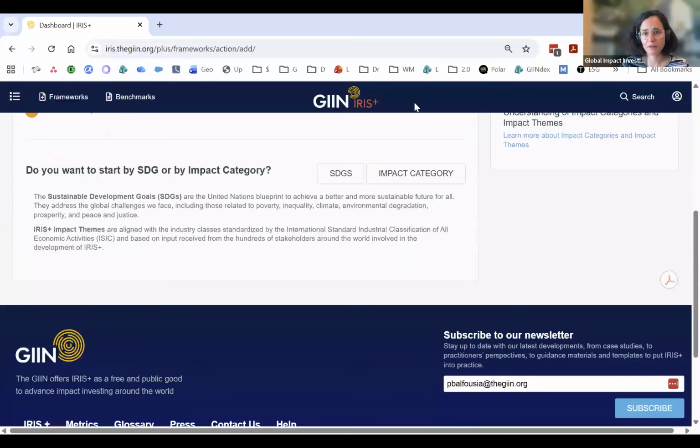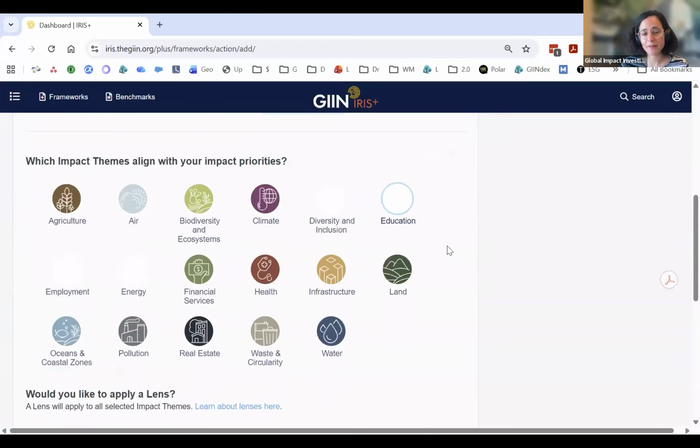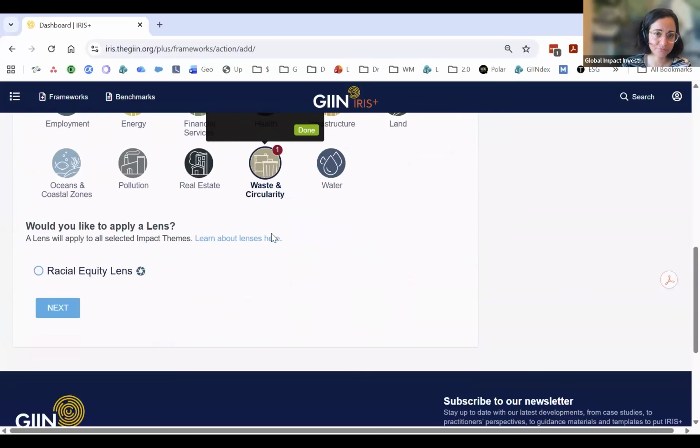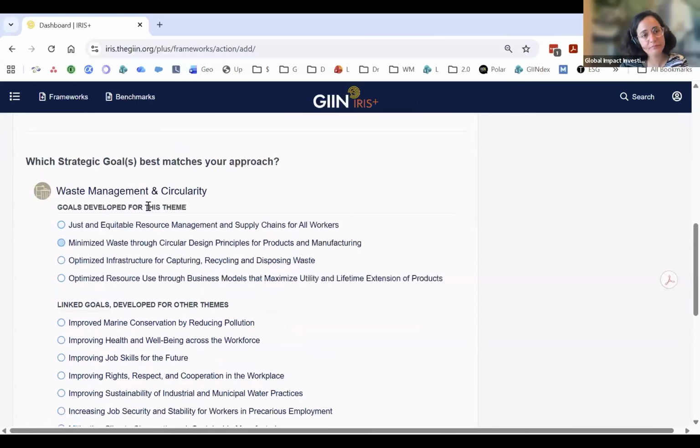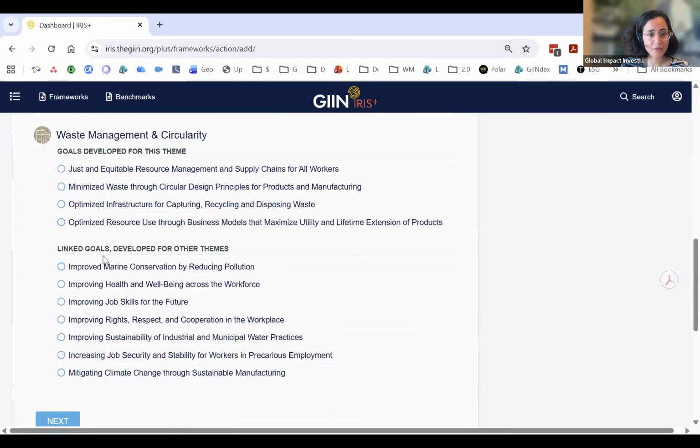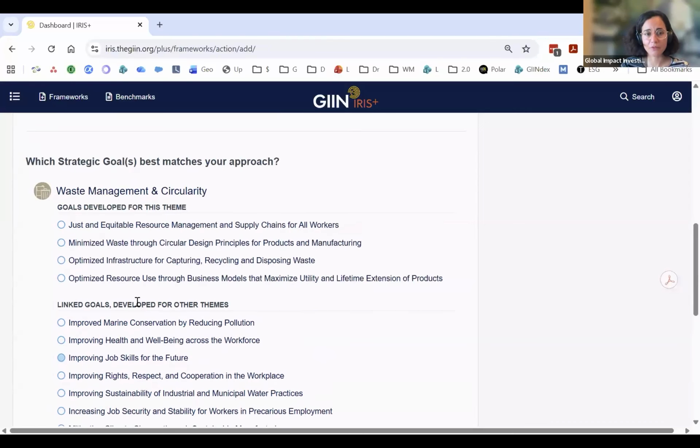The website will ask you whether you want to start by SDG or impact category. You can do either. I will start by impact category, which is a taxonomy of Iris Plus. We'll select waste and circularity and select this impact theme. Press next. Here at the top, you will see the strategic goals that are specifically developed for this theme. Further down, you will see goals that are linked to this theme but are developed for other themes.